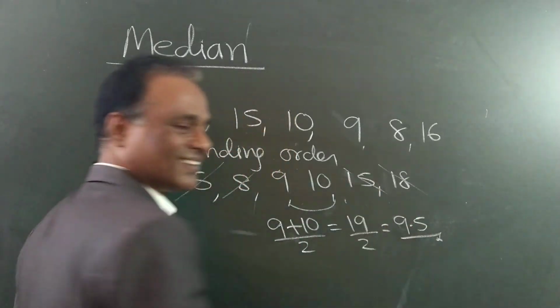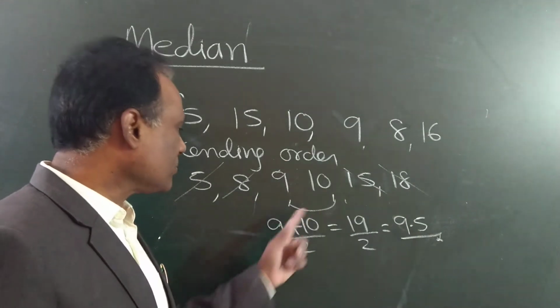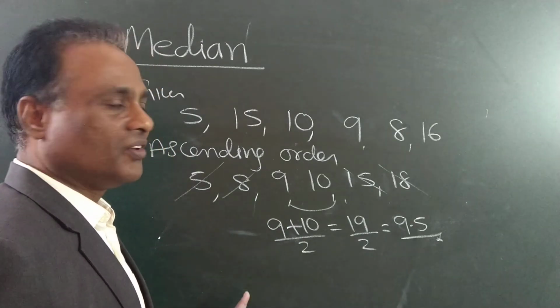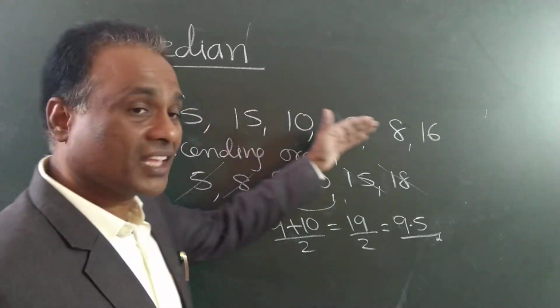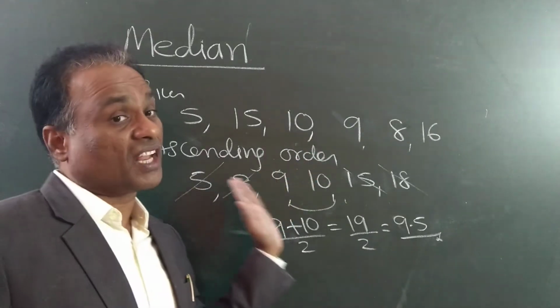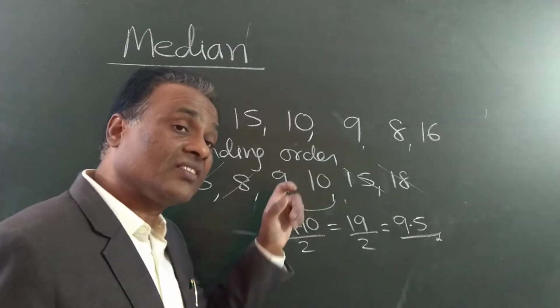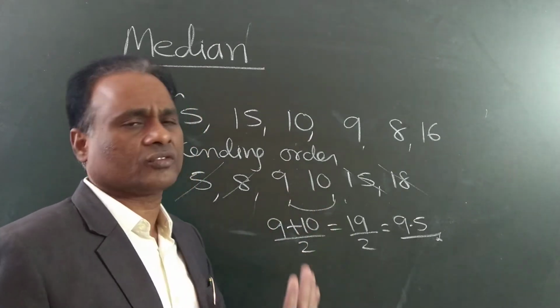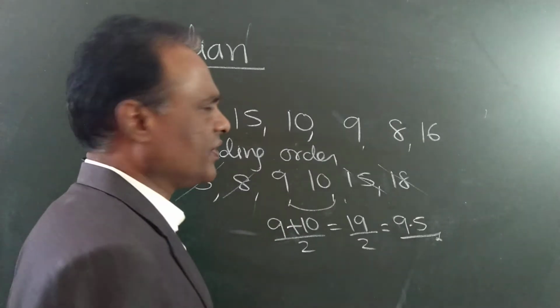This is the answer. If there are 2 middle terms, take the average. This is the procedure. Median. If the numbers are given, we have to write them in order, smallest to greatest. Then the middle one is called the median. Or if you have 2 middle terms, then take the average. So I will give the definition.